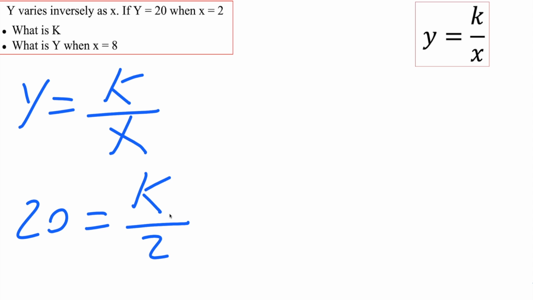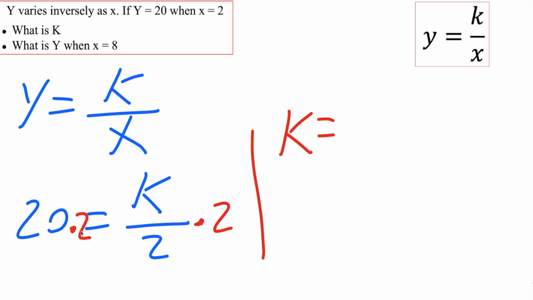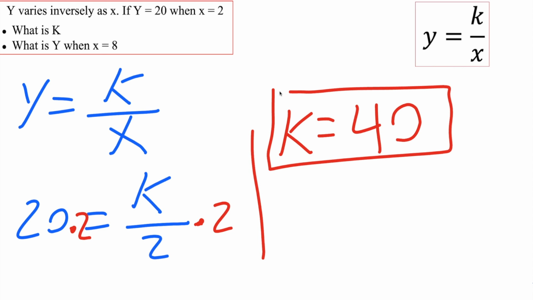In order to determine the value of k, we need to get rid of this dividing by 2. We can do that if we multiply this piece by 2, and if you multiply the piece on the right by 2, you have to multiply the piece on the left by 2. And so we're going to get k is equal to 20 times 2, which is 40. And we can always check: what's 40 divided by 2? 40 divided by 2 is in fact 20. So this is our first answer, but there's another part.